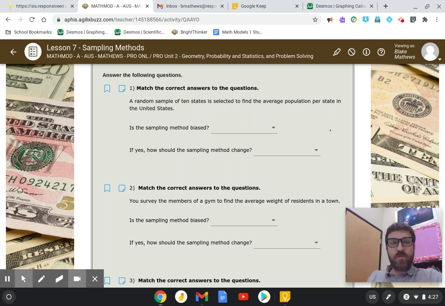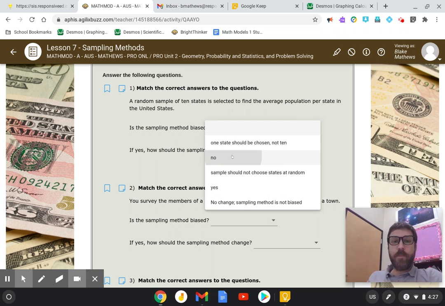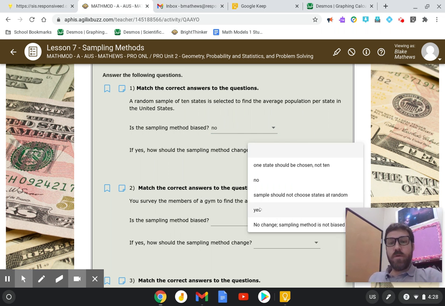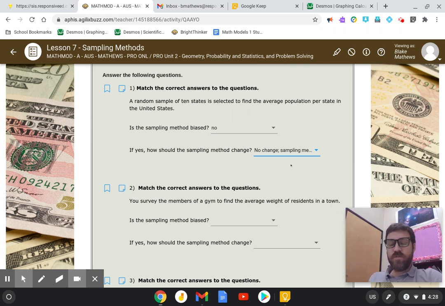So like for this one, a random sample of 10 states is selected to find the average population per state in the United States. That's random. They're choosing 10 random states. So that is not biased. If yes, how should the sampling method change? We're going to put no change. Pretty straightforward.